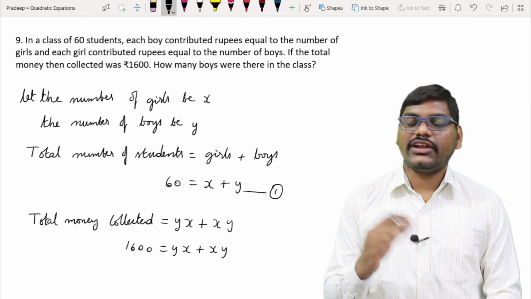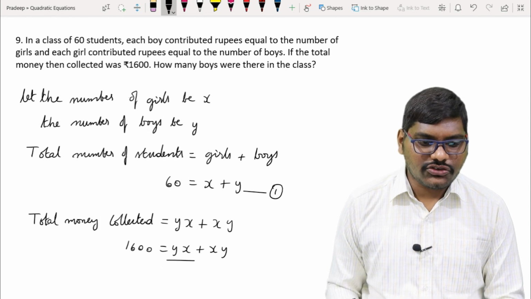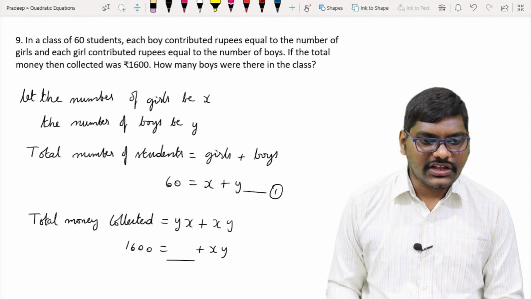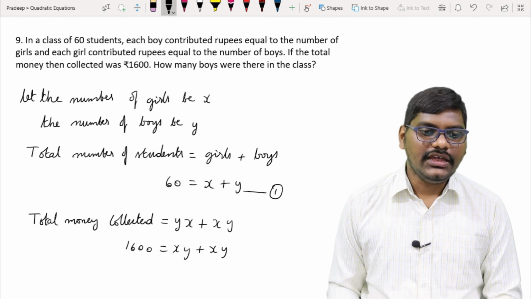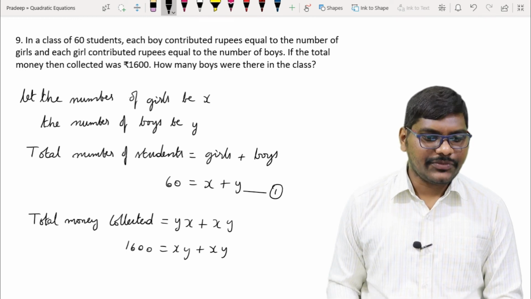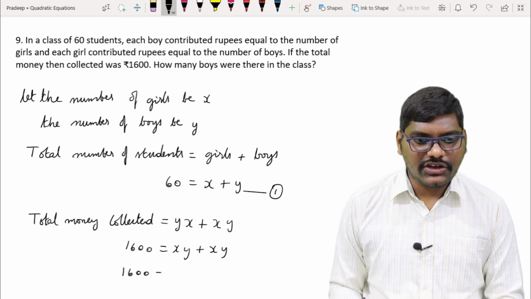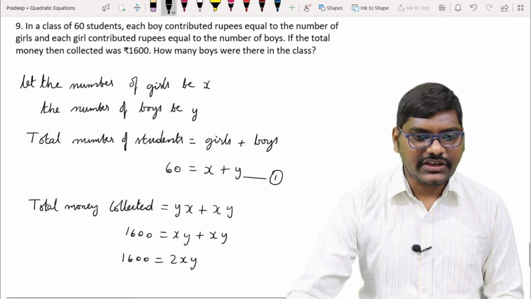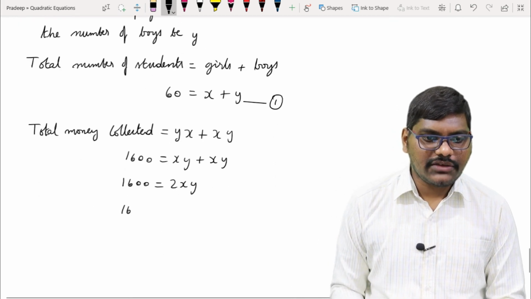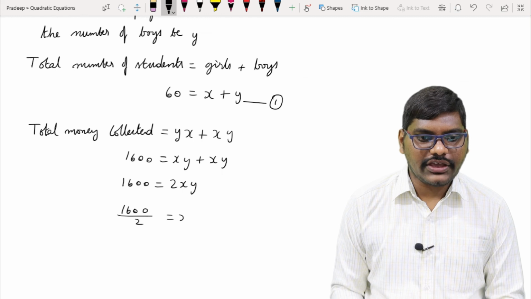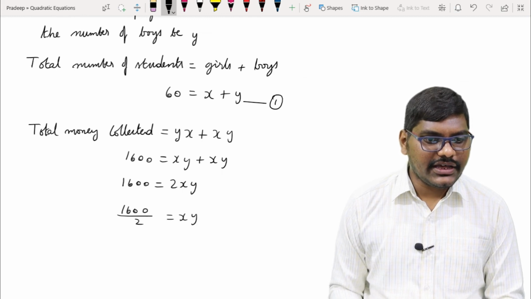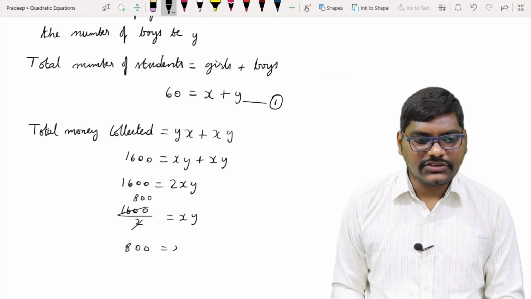Either you can say yx or xy, both are same. So here I just wrote it as yx, and this also I'll write as xy. Yx or xy, it was just the same. So now simply we can write 1600 equal to xy plus xy, which is 2xy. If I send this 2 to the other side, this becomes 1600 by 2 equal to xy. We can divide, so simply we can write this as 800 equal to xy.